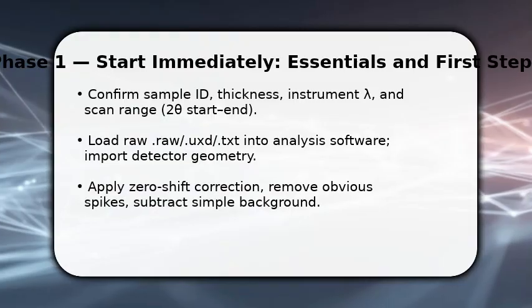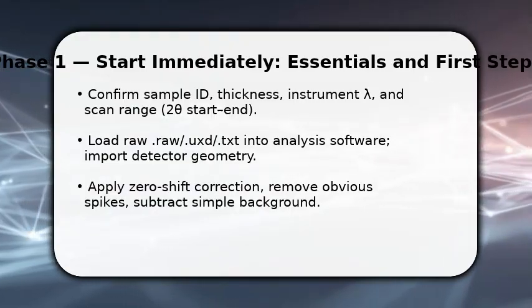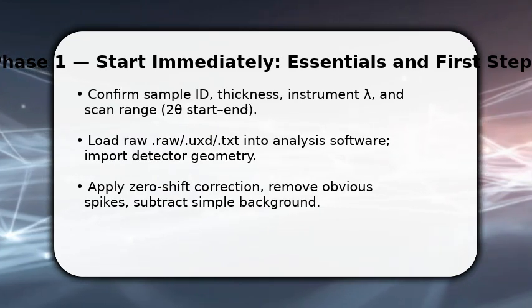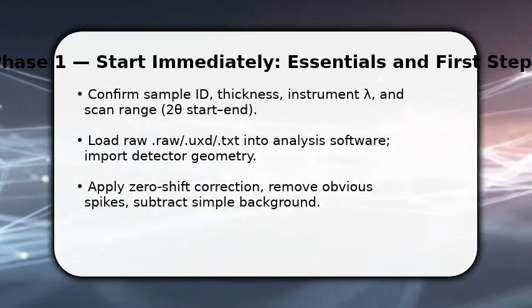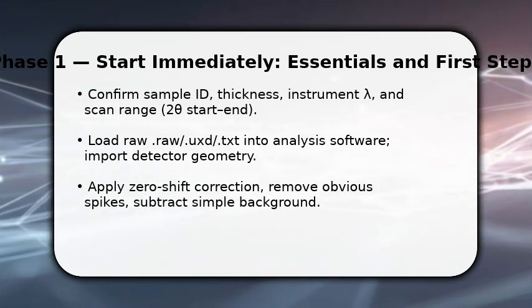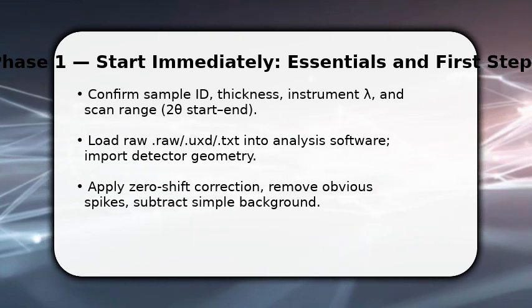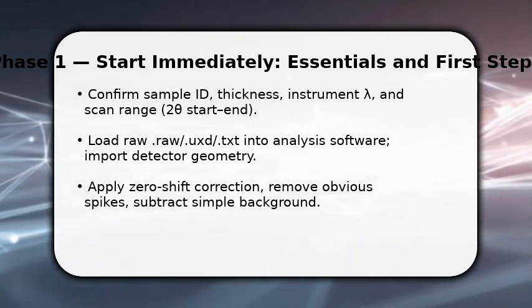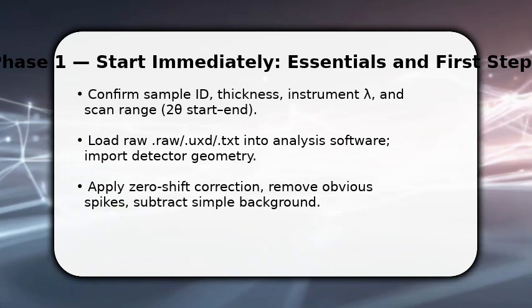You start by securing the core metadata: sample ID, radiation wavelength, and scan range. This guides every subsequent choice. Once done, import the raw file into your chosen package and set detector geometry. Do not skip the zero shift correction because peak positions depend on it.